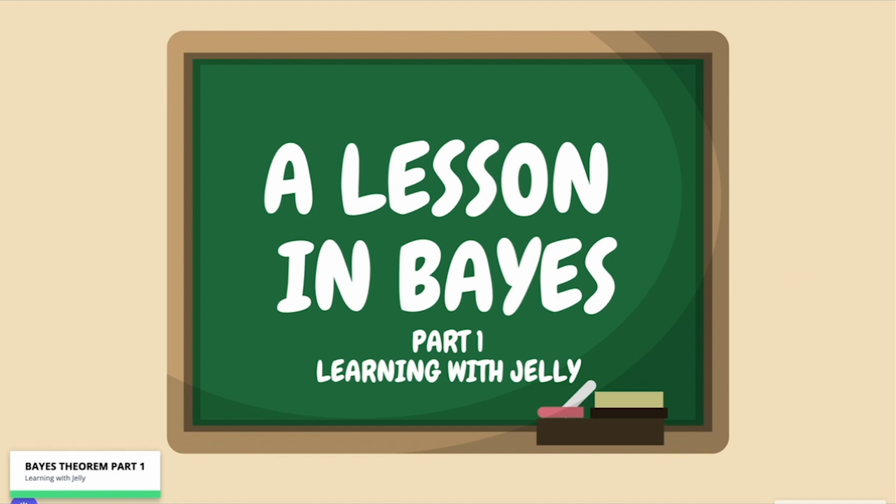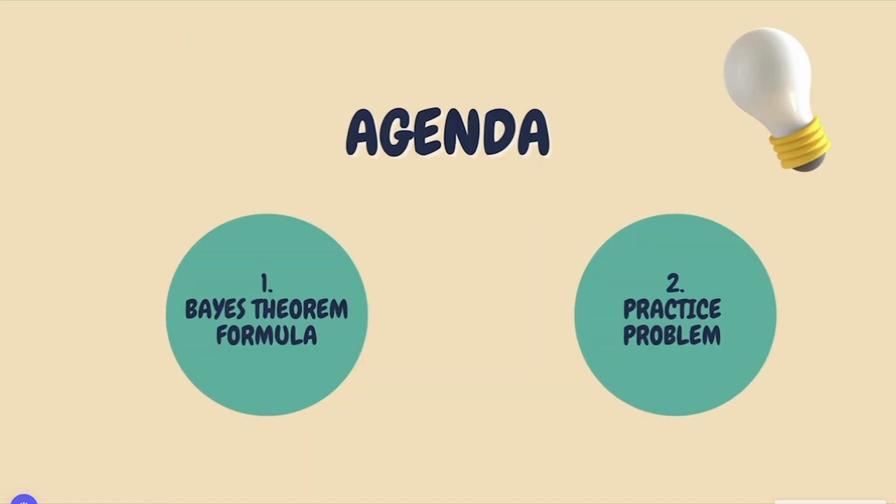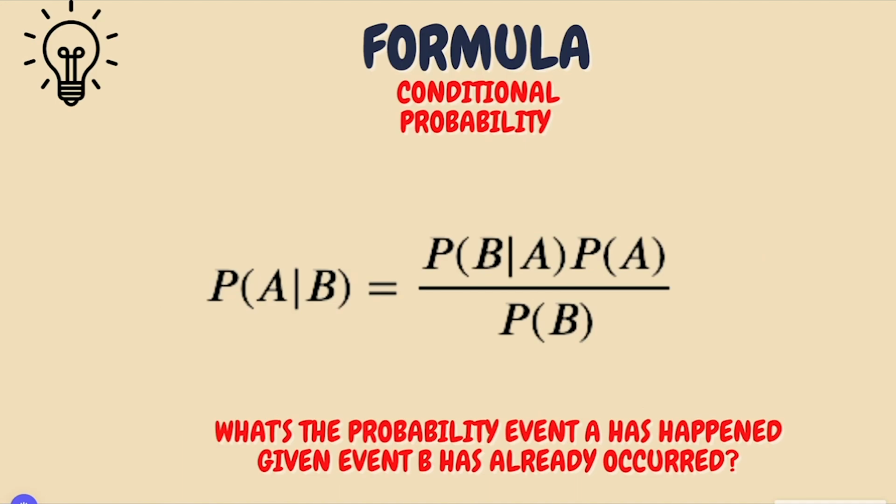Today we're going to talk about Bayes' theorem. This is going to be the first part of a two-part session. We're going to try to go through Bayes' theorem in roughly 5 to 6 minutes, so let's get started. On our agenda for today, we're going to go through the Bayes' theorem formula, and then we're going to do a practice problem. So the Bayes' theorem formula is a formula of conditional probability.